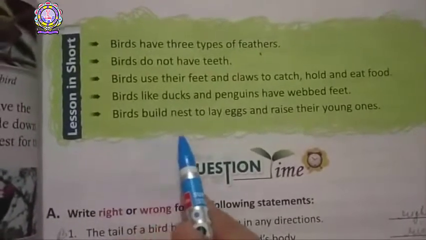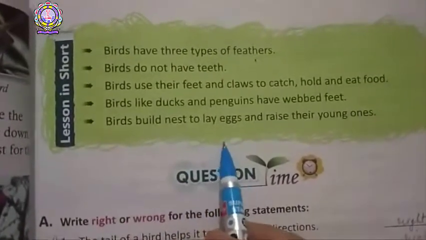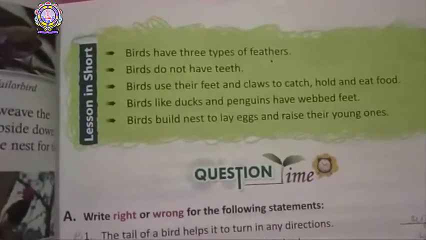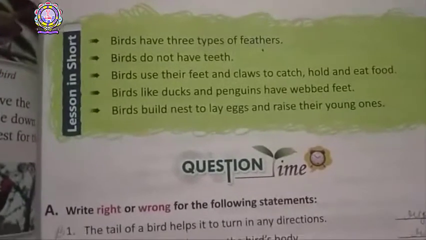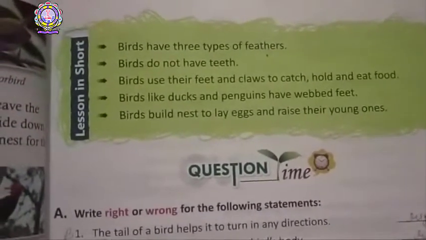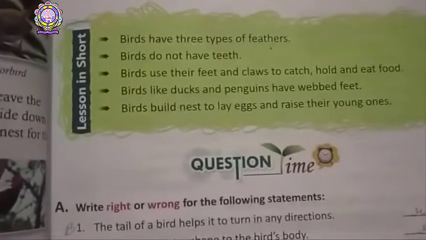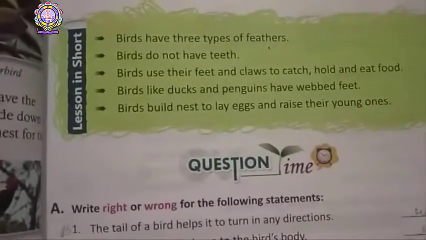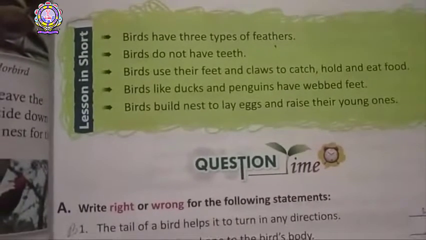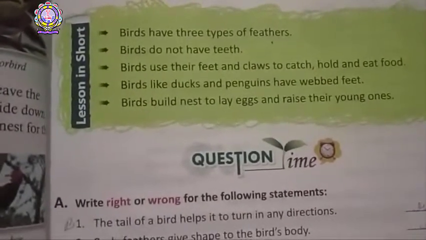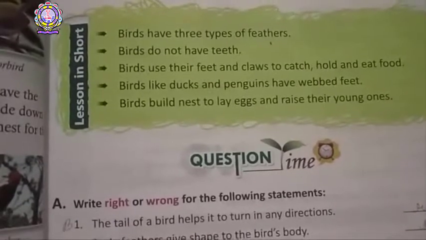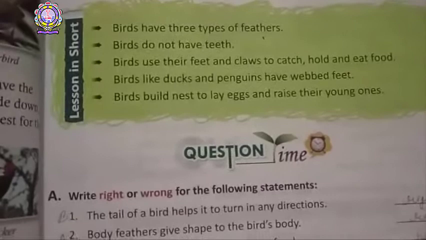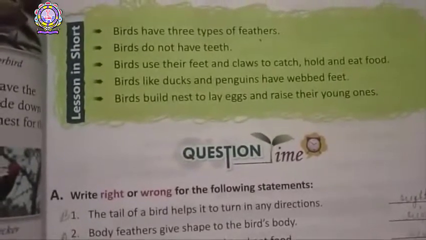Birds build nests to lay eggs and raise their young ones. All the birds make nests except the quail or cuckoo. Cuckoos never make nests. Except these birds, all the birds make nests to lay their eggs and raise their young ones. In the nest, the parent birds take care of their young ones.